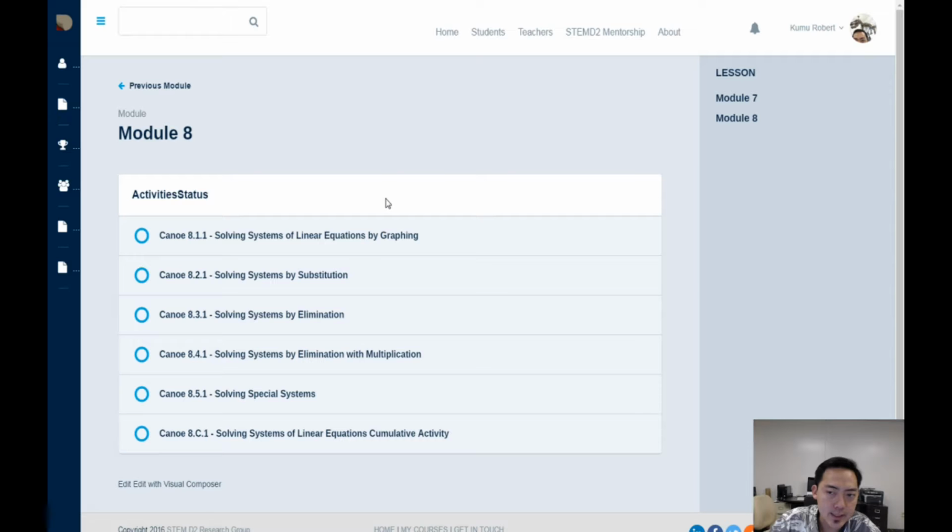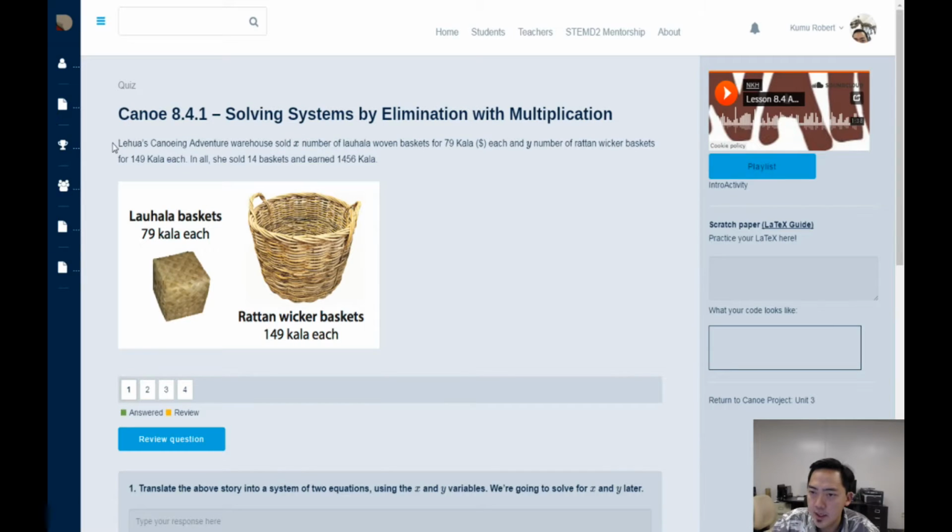Welcome back. The next activity that we'll be looking at is Canoe 8.4.1. In this activity, we'll be looking at some of the baskets that are being sold at Lehua's warehouse. Lehua sells lauhala baskets for 79 kala each. She also sells wicker baskets for 149 kala each. We see that she sold 14 baskets and earned 1,456 kala.